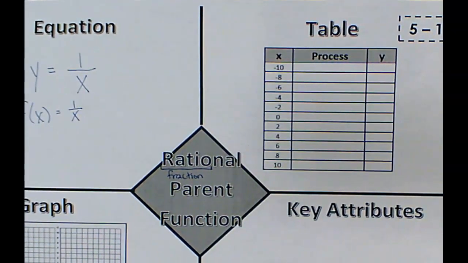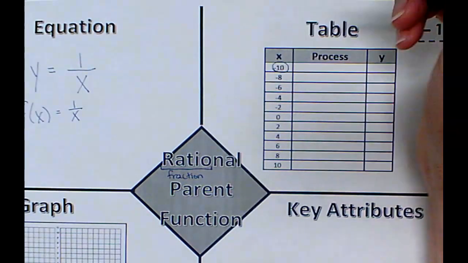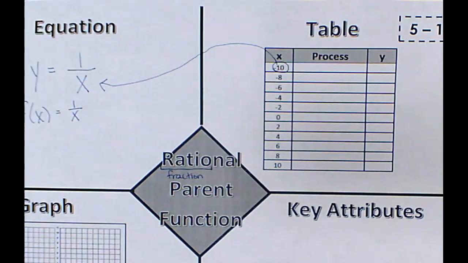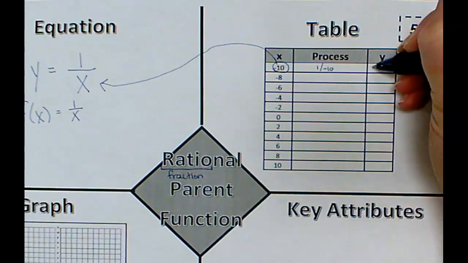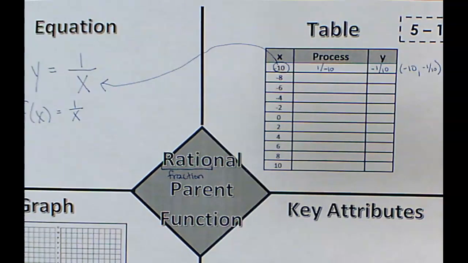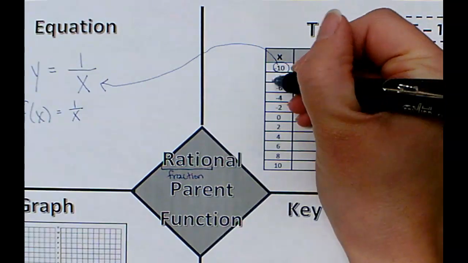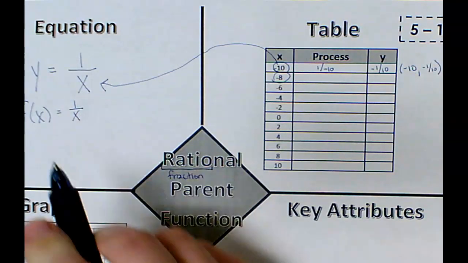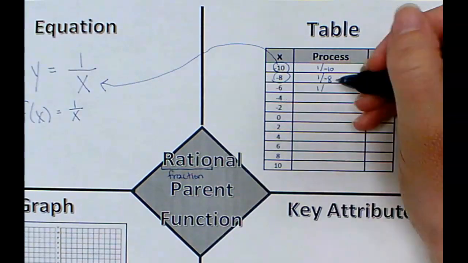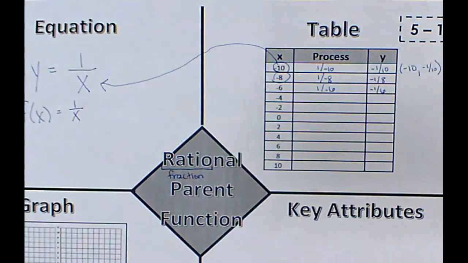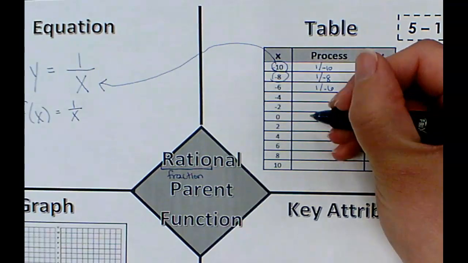So my table, if I wanted to fill in my values, would require that I take my x value and substitute it right down there in the denominator. So my x value would be -10, but then my y value would be 1 over -10, so -1/10. A small fraction close to 0, but that is the exact value. So every time I take my x value and use it as the denominator of the fraction, 1 over -8 is -1/8, 1 over -6 is -1/6, and so on, until we get down to this one.